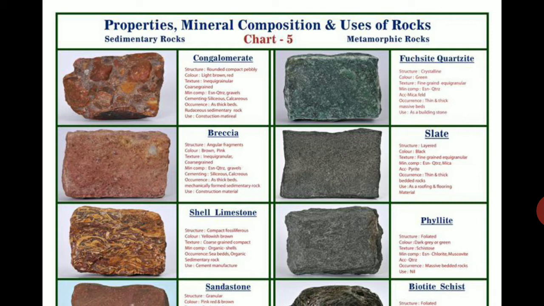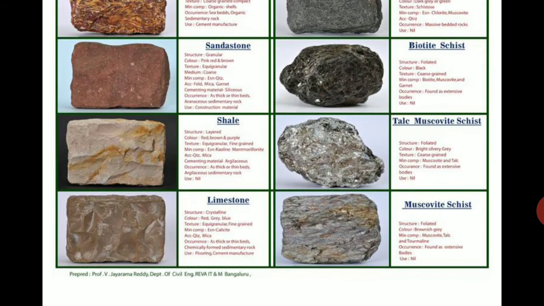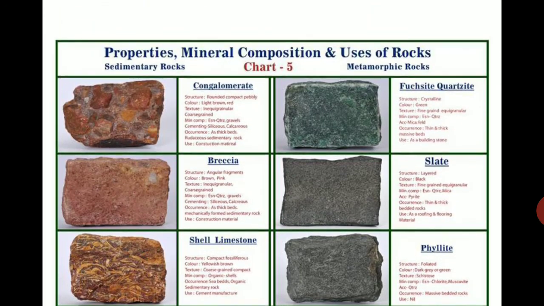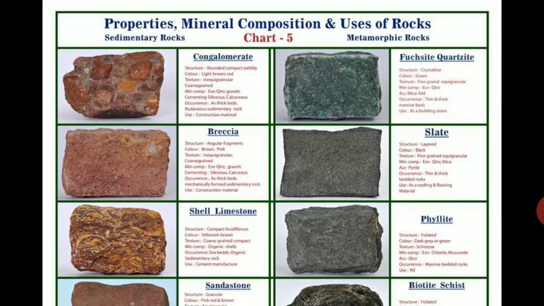The first one is conglomerate, then breccia, shell limestone, sandstone, shale, and limestone. The ones on the left side belong to sedimentary rocks. So we can see them one by one, and we can describe them. First one is conglomerate. The structure you can see is rounded, compact pebbles.